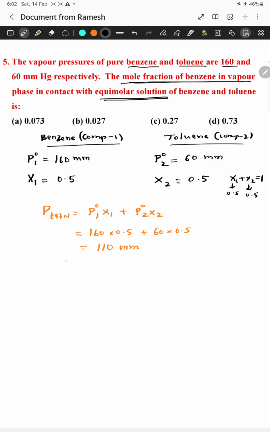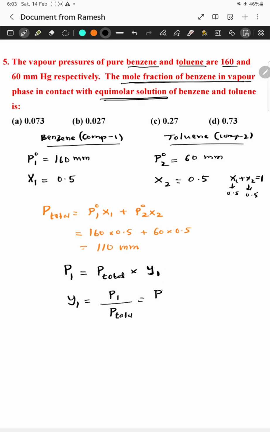So what is Raoult's law in vapor phase? Partial vapor pressure of component 1, that means benzene, is equal to P total into the mole fraction of component 1 in vapor phase. Mole fraction of benzene in vapor phase means Y1. So they are asking Y1 here. Y1 is equal to P1 by P total.